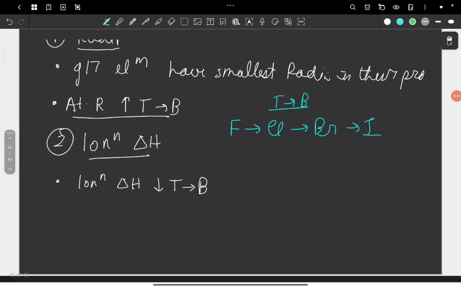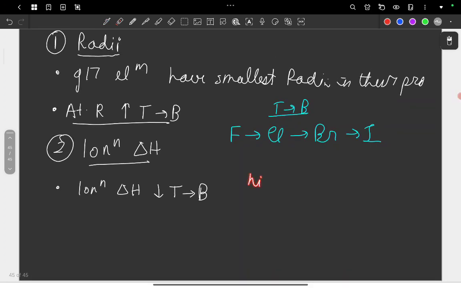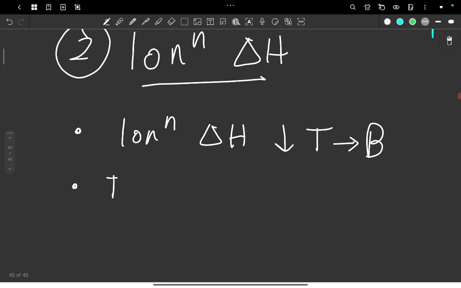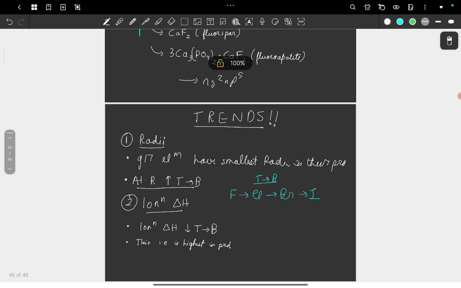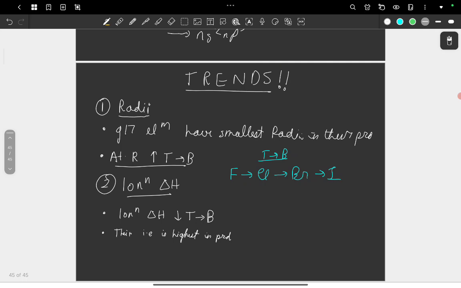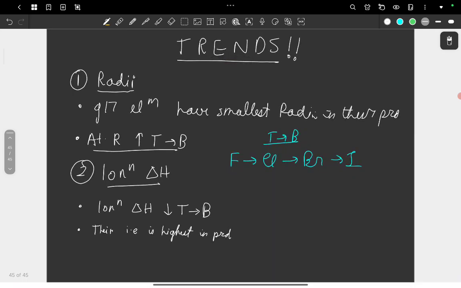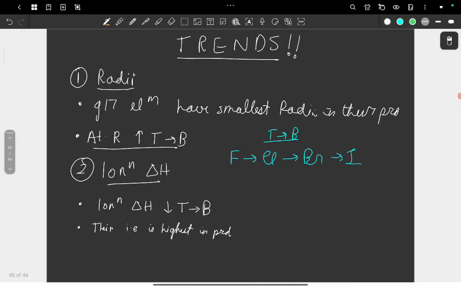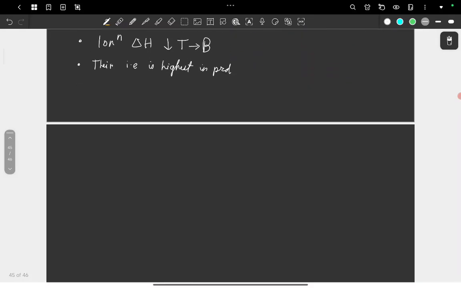And one more point, the NCERT says that they have very high ionization enthalpy. In fact, I'll write this in actual ink: their ionization enthalpy is highest in period, if we exclude the noble gases. Of course, we don't need to consider the noble gases in this lecture. The next lecture is going to be all about them, the last lecture of the P block series. And I think that is it about the ionization enthalpy.